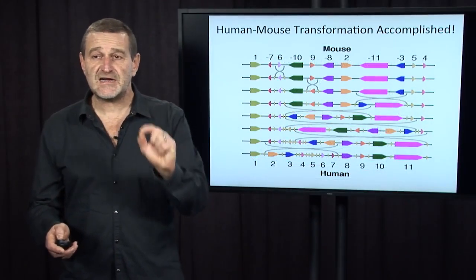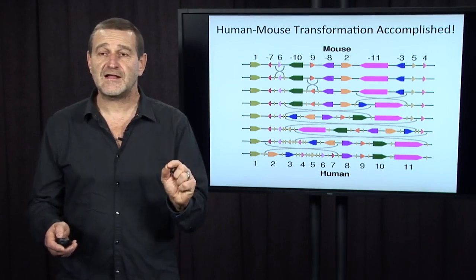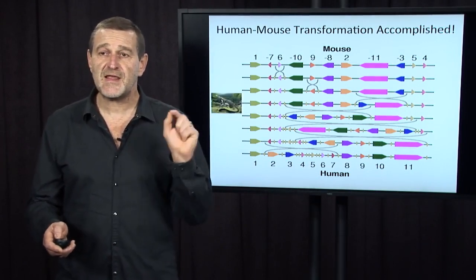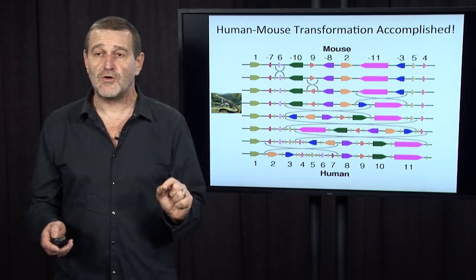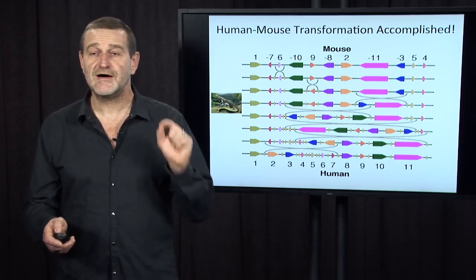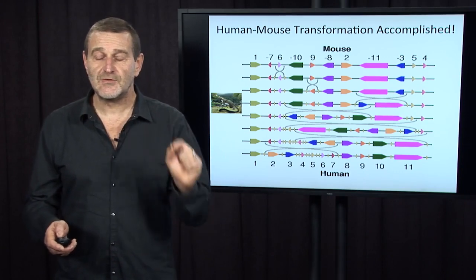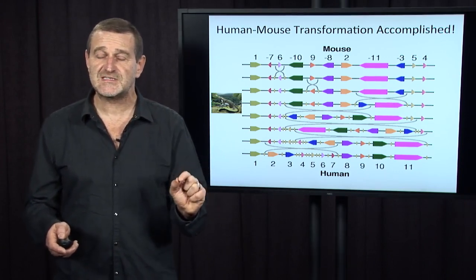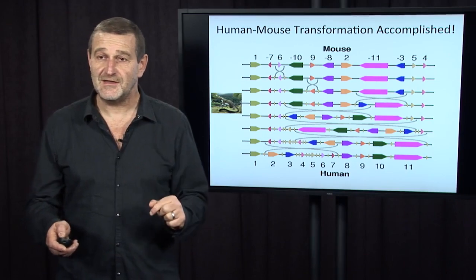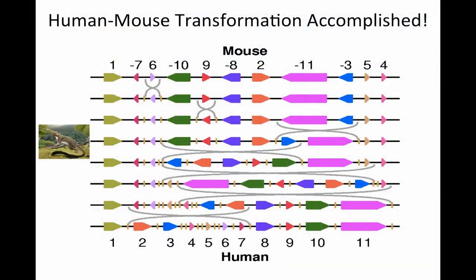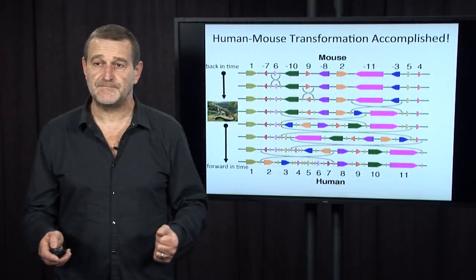But if the scenario that I showed here were correct, then one of the intermediate arrangements of blocks would correspond to the arrangement of blocks on the X chromosome of the human-mouse ancestor that's shown here. And we have to realize that on the way from mouse to the human-mouse ancestor, we're actually moving back in time. And then from the human-mouse ancestor to human, we are moving forward 75 million years in time.